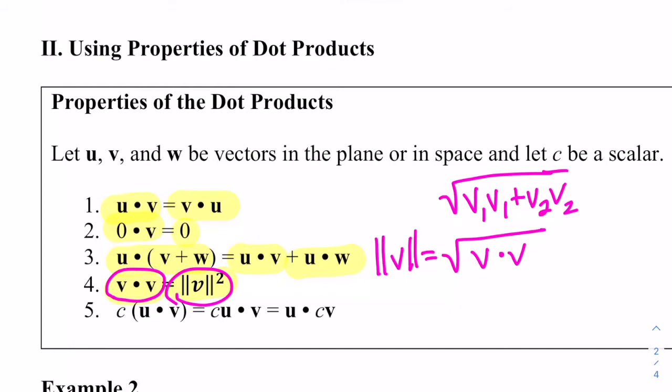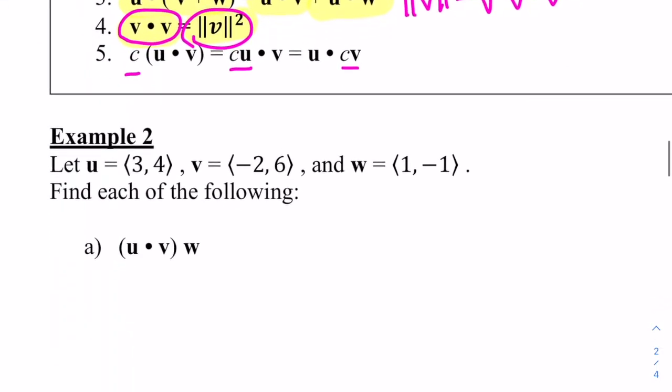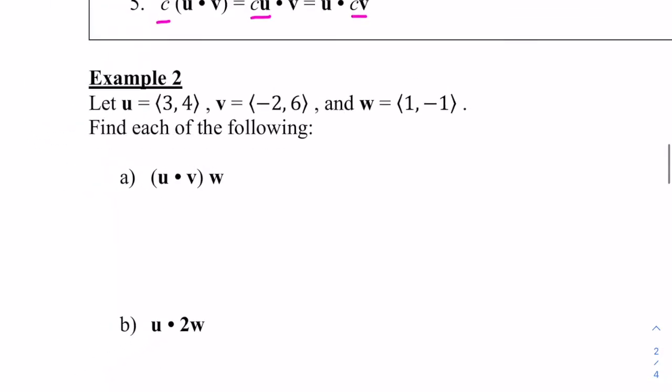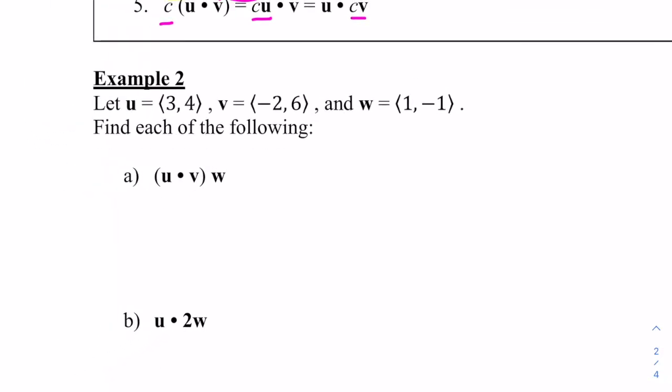Now, if we have a scalar, we just need to be careful because the scalar does not distribute. Remember, because we're getting a scalar with the dot product. So you can actually multiply the scalar with either vector and then take the dot product. All right, let's practice some of these. You can pause the video if you like and try them and check your answers with us together.